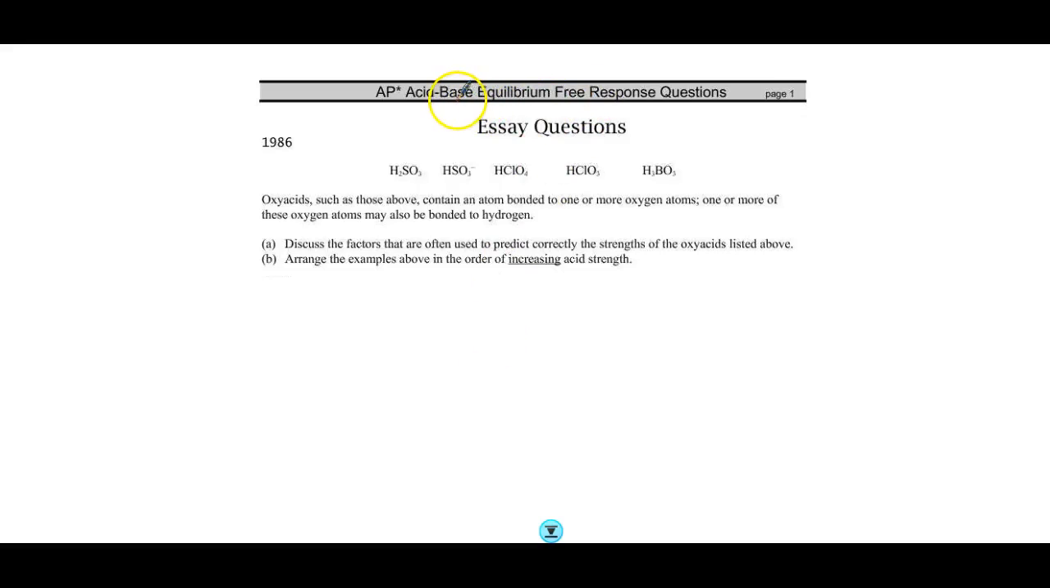Okay, this is AP acid-base equilibrium free response questions. These are the essay questions, which means you are going to be explaining concepts rather than doing calculations. I truly believe that in this year of 2020, during the coronavirus pandemic, where we are doing at-home tests, you will be having to write explanations more, which I think is really important. And there's lots of ideas that are bound up in questions like this.